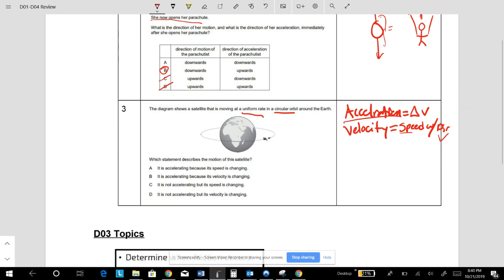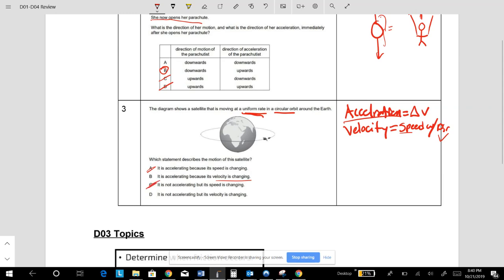So A, it is accelerating because its speed is changing. Well, it says right here, it travels at a uniform rate. So is my speed changing? No. So that doesn't cause the acceleration. B, it's accelerating because its velocity is changing. That's an option because technically velocity is speed with direction. So that could be a good choice. C, it is not accelerating, but the speed is changing. That's not true as well.